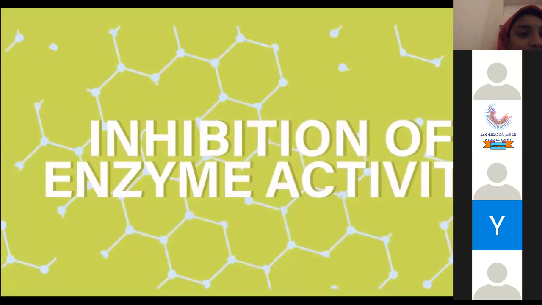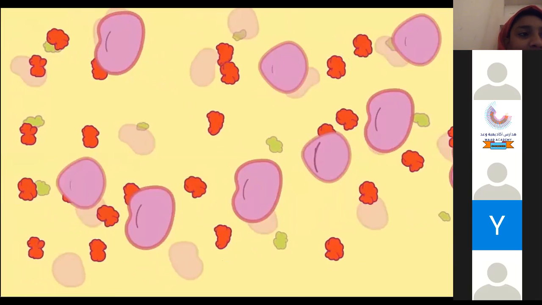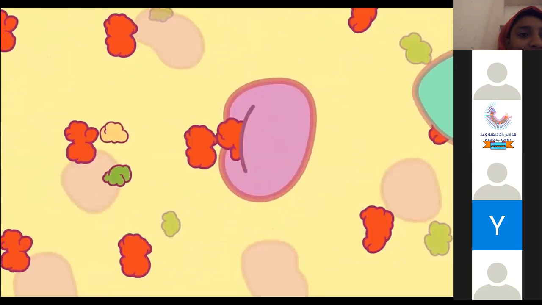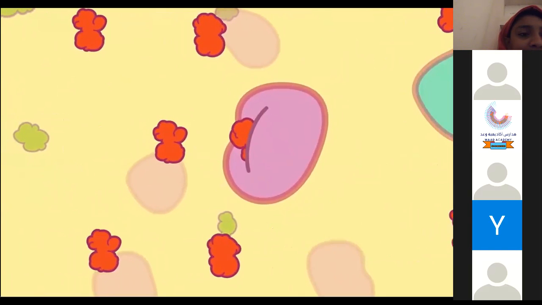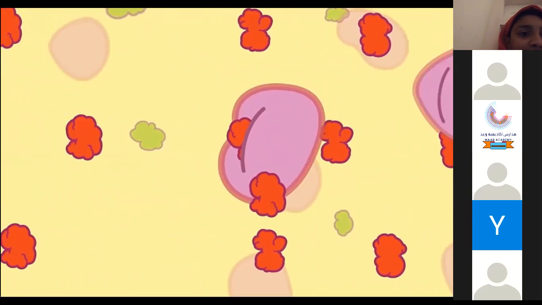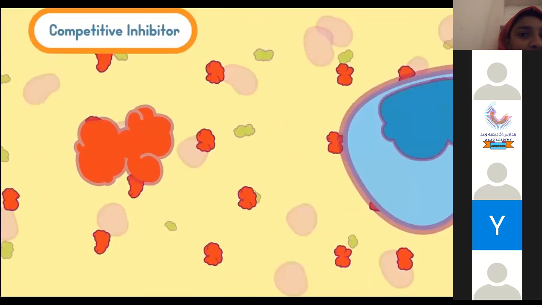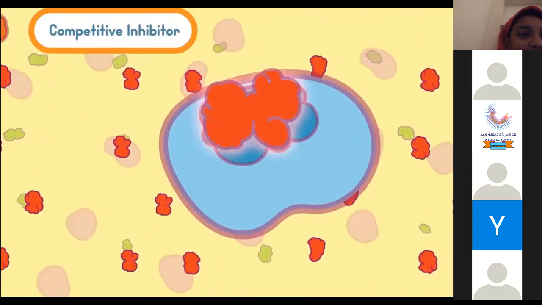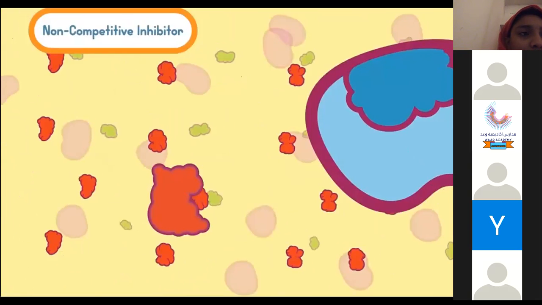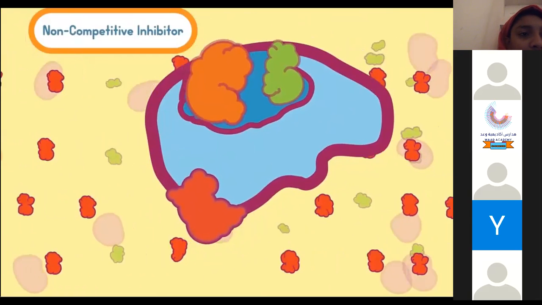Inhibition of enzyme activity. Some evil substances called inhibitors reduce or even stop the activity of enzymes in biochemical reactions. They either block or distort the active site, thus inhibiting the reaction. Based on this, there are two types of inhibitors given below. Competitive inhibitors occupy the active site and prevent a substrate molecule from binding to the enzyme. Non-competitive inhibitors attach to parts of the enzyme other than the active site to distort the shape of an enzyme.